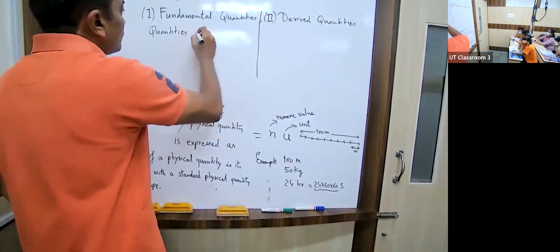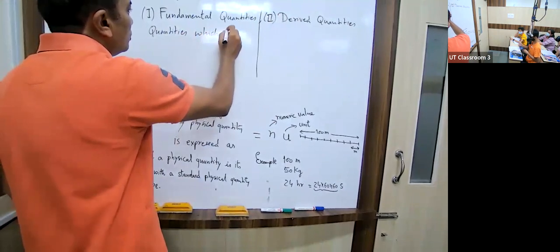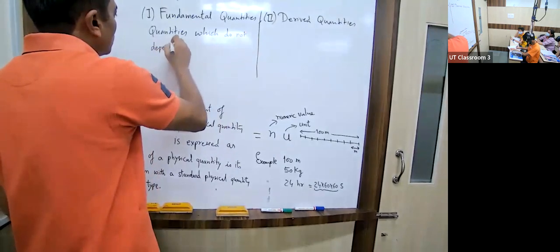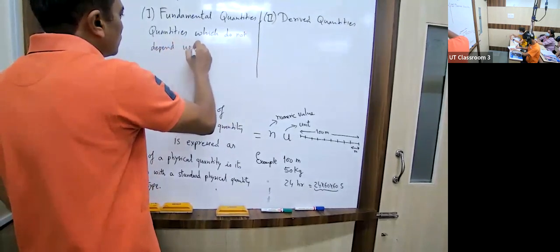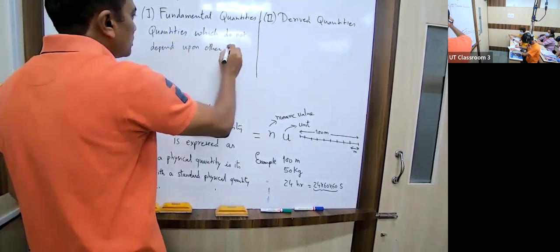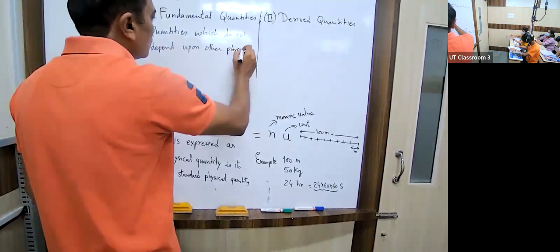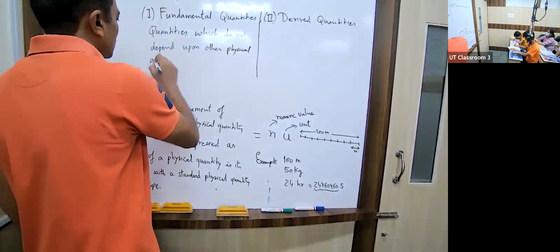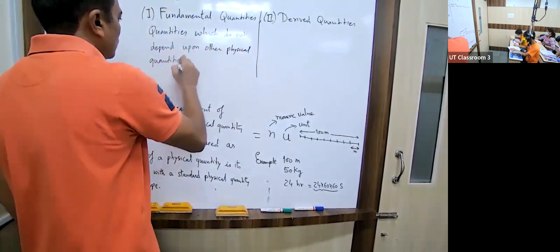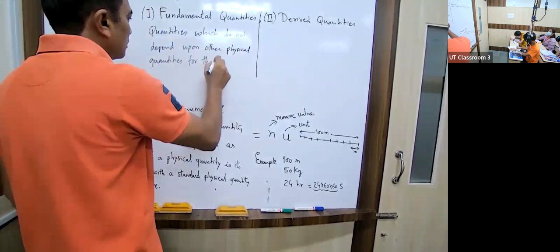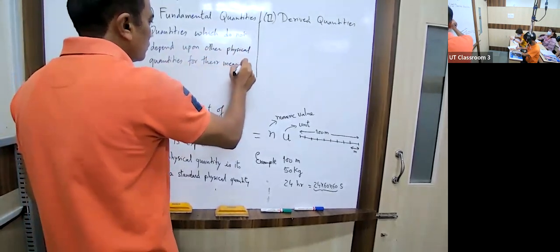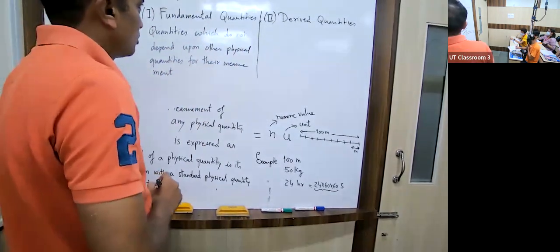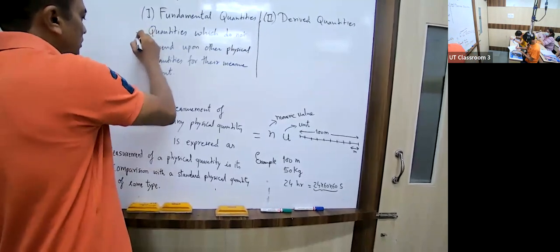Quantities which do not depend upon other physical quantities. That is, they are independent of other physical quantities for their measurement. Okay, so those quantities are called fundamental quantities.